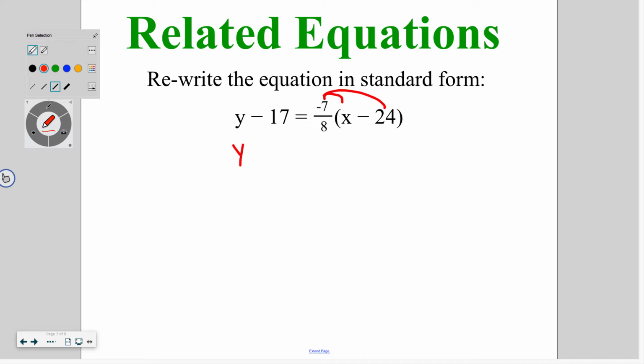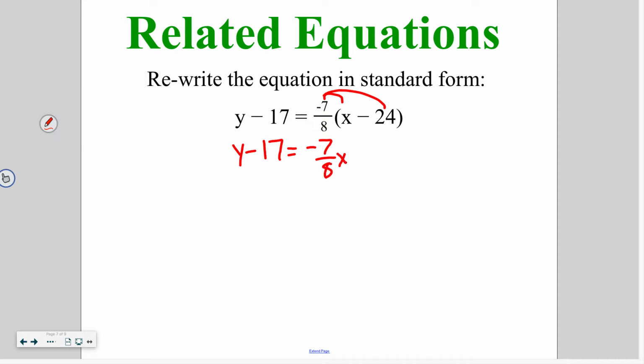So I've got y minus 17 is equal to negative 7/8 x minus, and then I've got negative 7 over 8 times 24 over 1. When I do negative 7 times 24, I'm going to get an answer of negative 168. 8 times 1 is 8. Negative 168 divided by 8 gives me a negative 21. We've got subtraction of a negative now, so I'm going to turn that into addition.